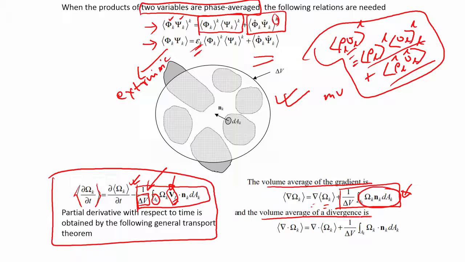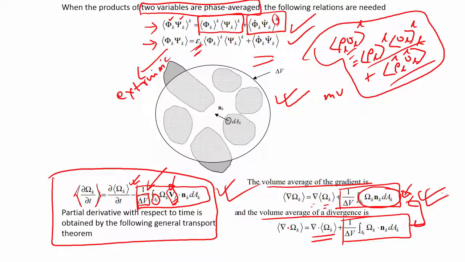Similarly, the volume average of a divergence of a quantity, this is the divergence operator, is given as the divergence of the volume averaged, extrinsic phase averaged quantity, plus once again the same term. So, 3 rules, all of this you can actually work out and see why they hold. Once we establish these rules, things become a little bit more simple. These are the rules which will come in very handy.